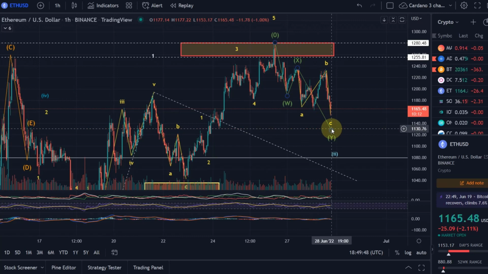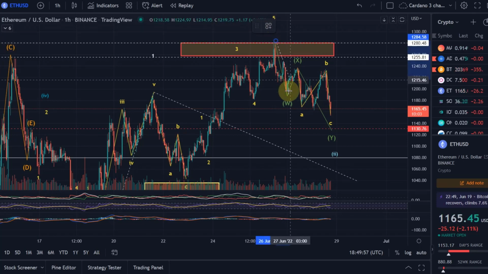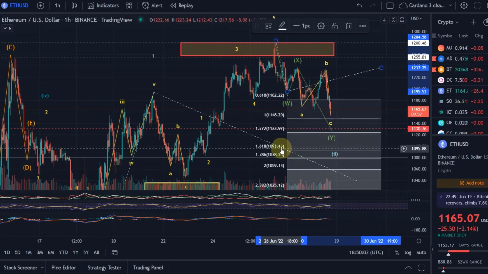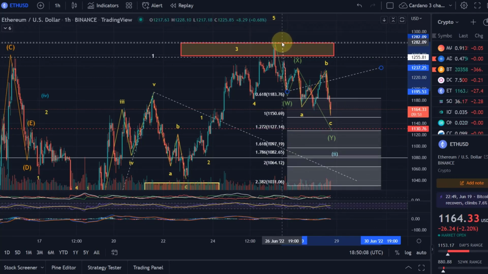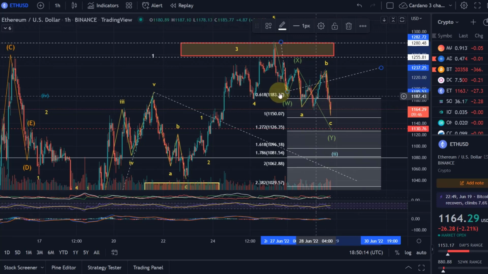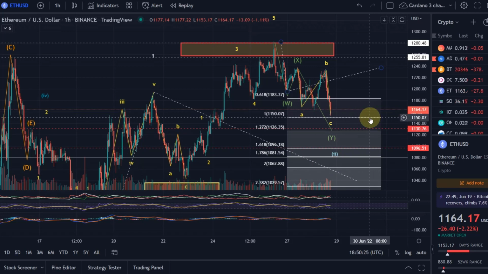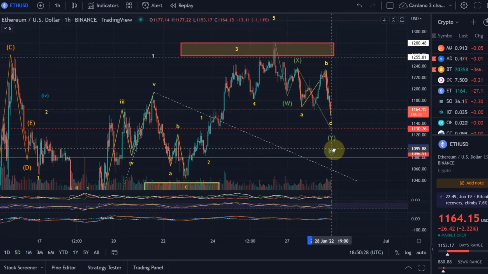You always get usually more than one target, because there are usually more points than just one point from where you can actually calculate the target. So W, we take the wave W length, and where do we get to here? This would give us 1093 as a target, or maybe let me just do that a bit more accurately here. Yeah, no, that should be fine. And that gives me 1096. So the 1.618 Fib extension of the wave W. So somewhere either at 1130 or at 1096, we should finish off this wave 2.